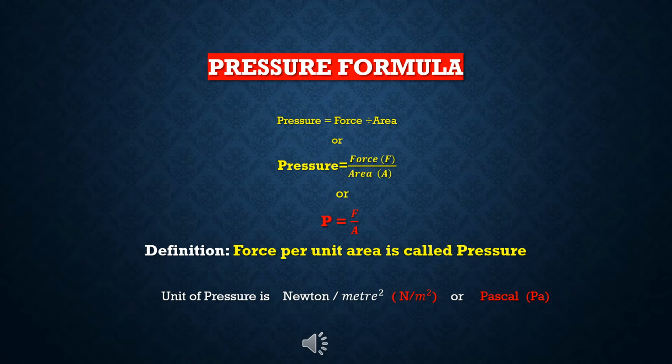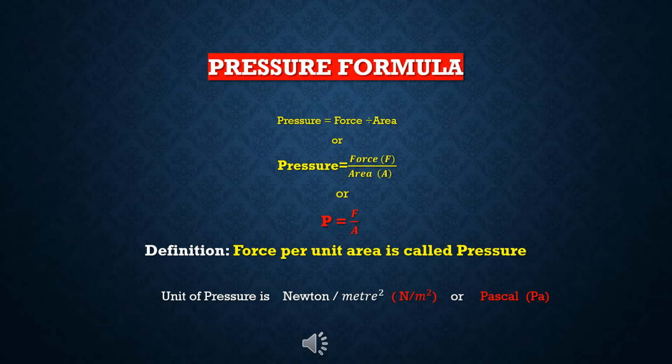Thus we get the pressure formula: pressure is equal to force divided by area. Area means area of contact. Now if P is the pressure, force is F, and area is A, we will get the formula as P is equal to F by A. This we have to learn by heart. P is equal to F by A, or P is equal to F upon A.